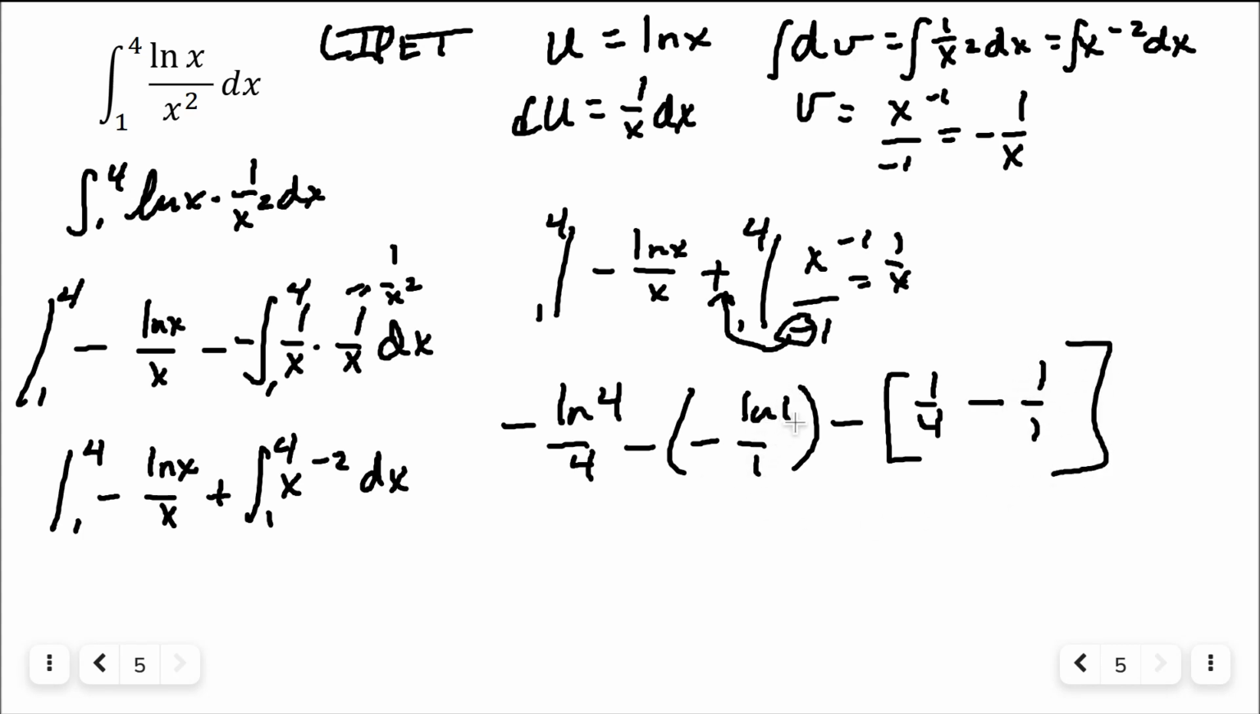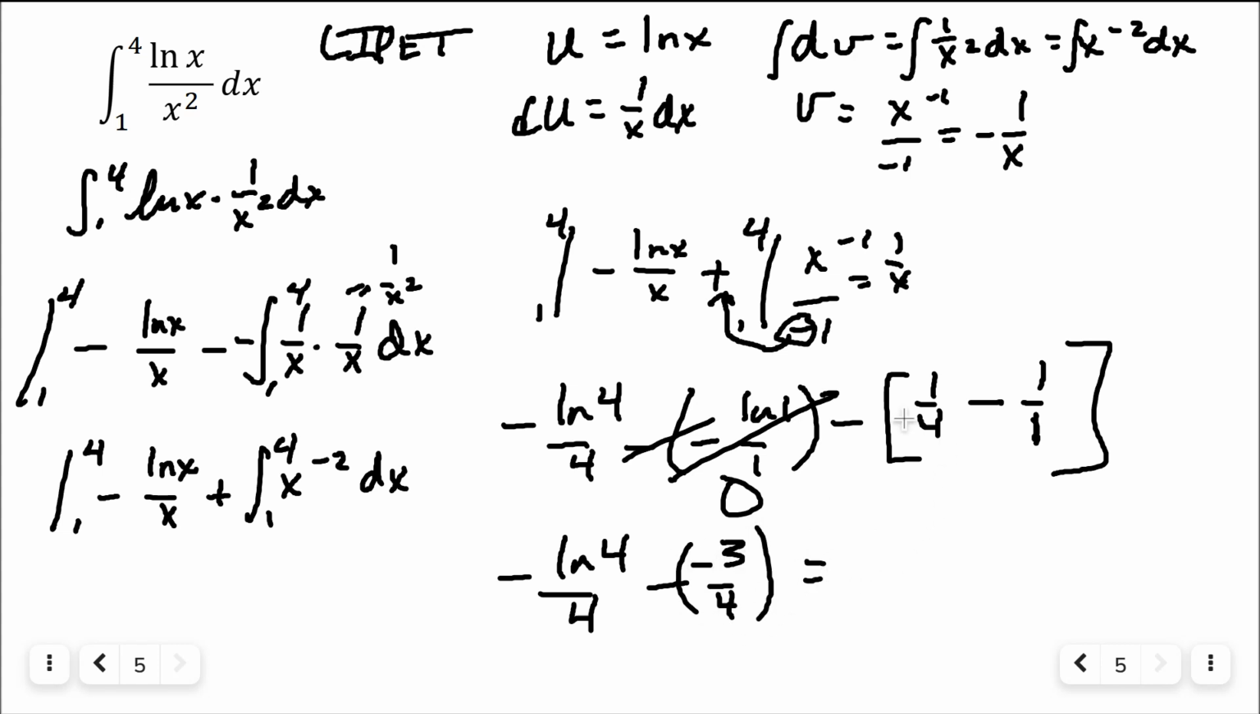Natural log of 1 is 0. So this term washes out. And I get negative natural log of 4 over 4. That negative washes out as well with 0. And this is 1/4 minus 1, so that's minus 3/4. Oops, no, it's minus negative 3/4. Right? Minus negative 3/4. That makes positive. So this is negative ln 4 over 4 plus 3/4. And that's the correct answer.